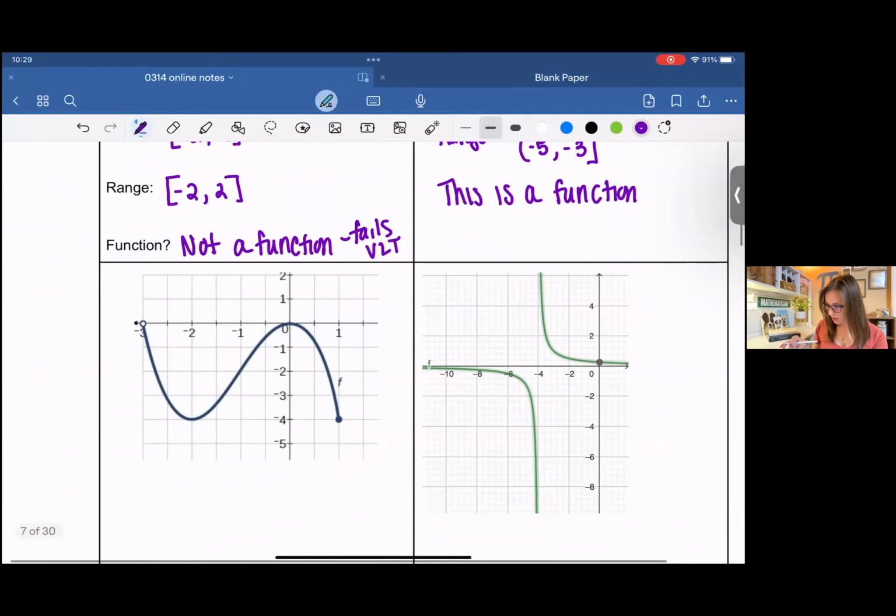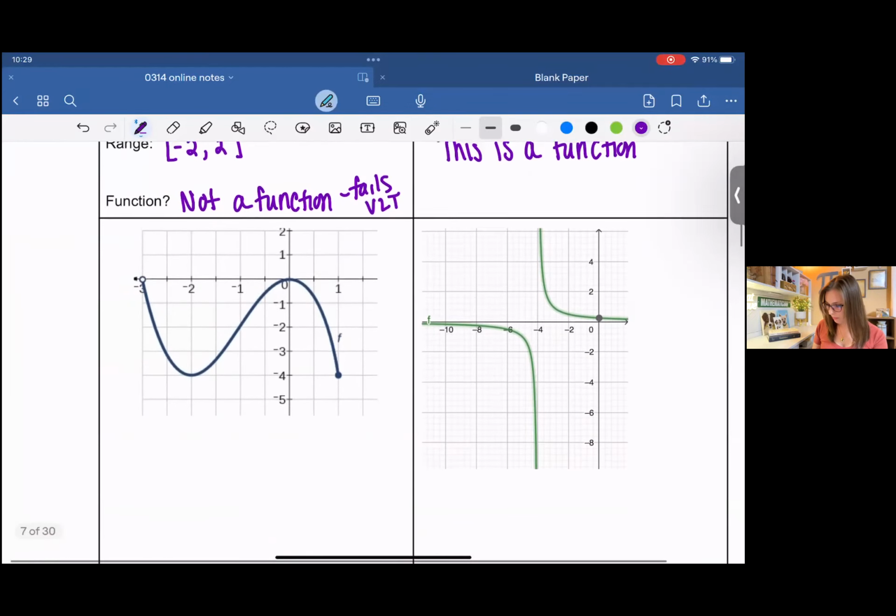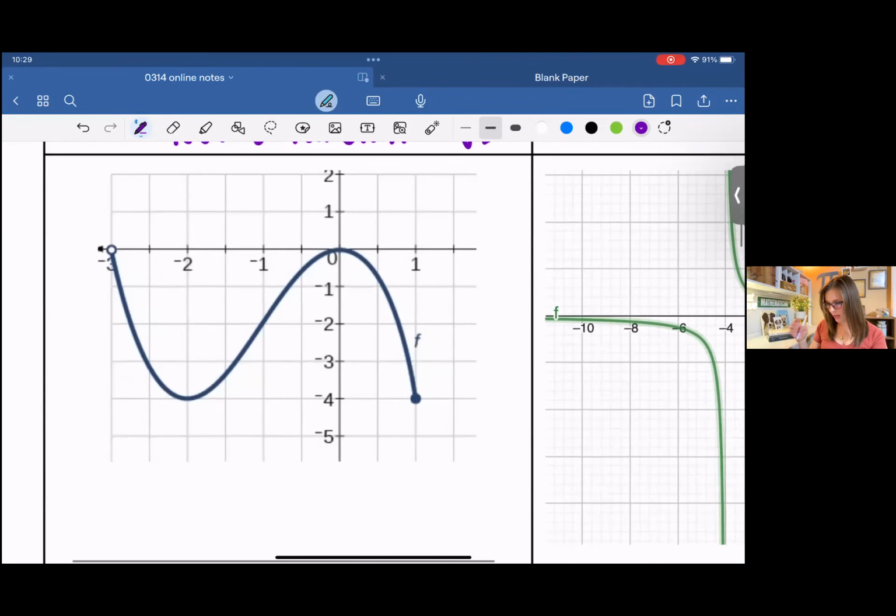Okay, next one. This is really cool. We've got a little curvy thing here, a little wave. So I want you to pause it, find the domain, range, and determine if it's a function, and come back and check your work.